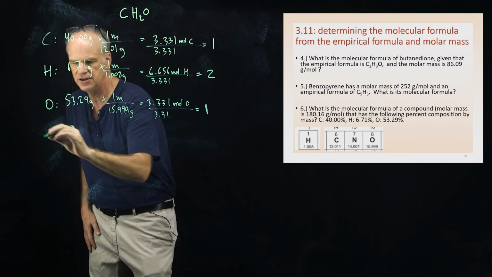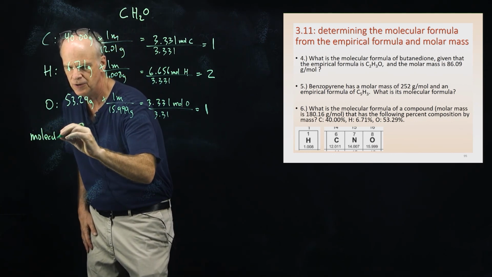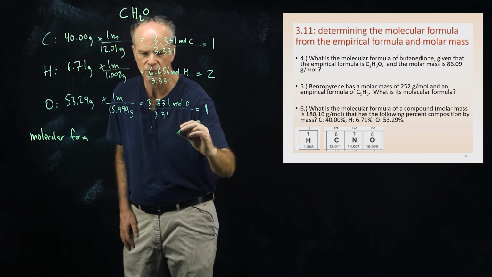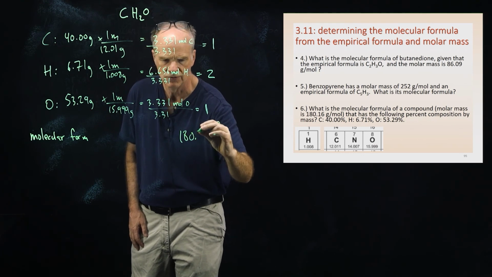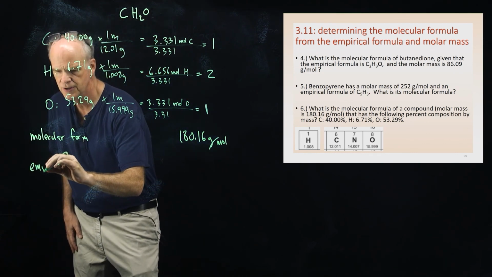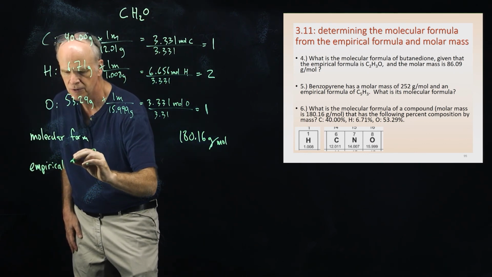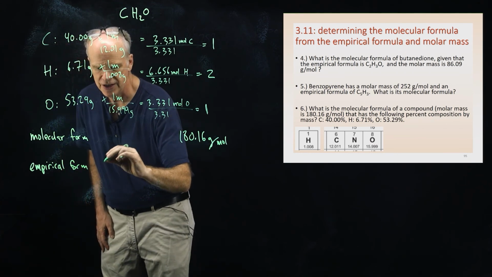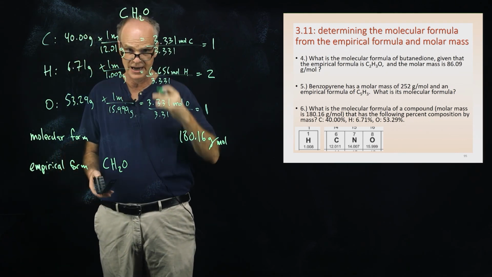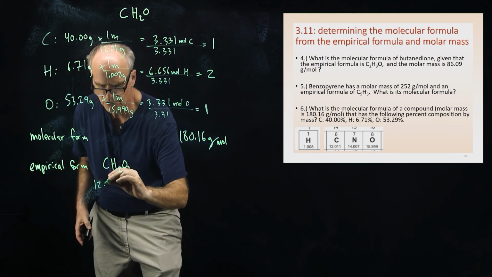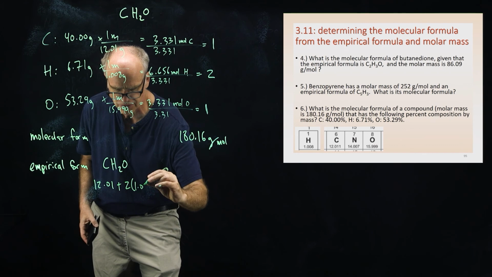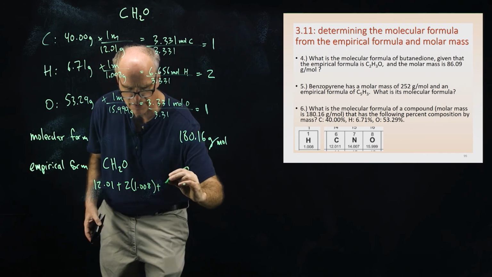Now we find the molecular formula. So let me set that up down here. Molecular formula. Now we do have a molar mass from the molecular formula. It is 180.16 grams per mole. And then we have the empirical formula, which is CH2O. Okay, so what we have to do is find the molar mass for the empirical formula. So it's going to be 12.01 grams per mole is the molar mass of carbon, plus 2 times the molar mass of hydrogen, which is 1.008, plus the molar mass of oxygen.